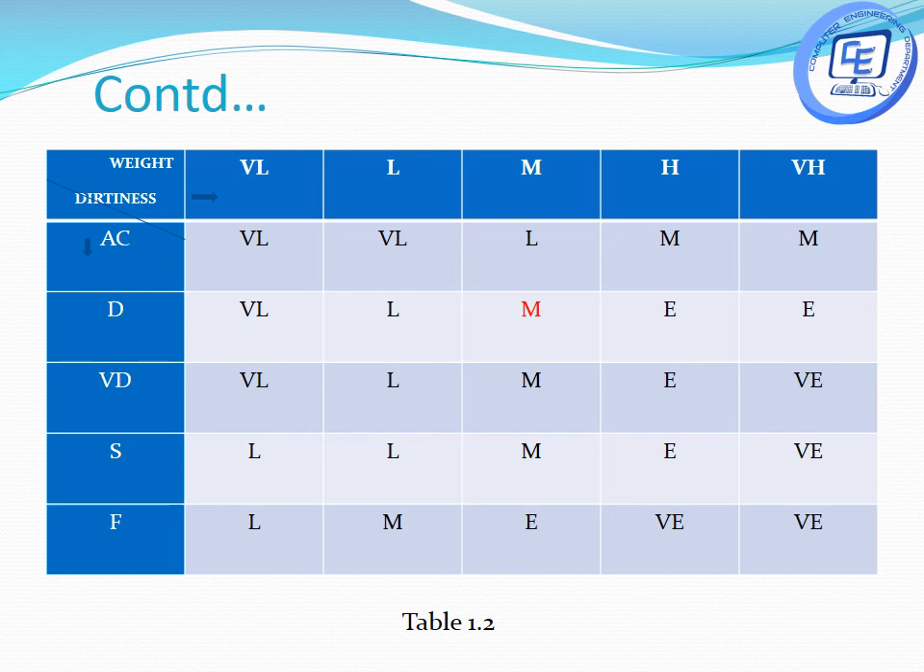As we can see in red color, for the D and M we have logically written that when the dirty clothes and medium amount of the weight will be there, medium amount of the detergent will be required. So likewise we have to draw this table number 1.